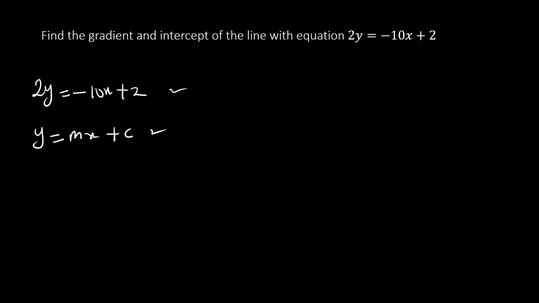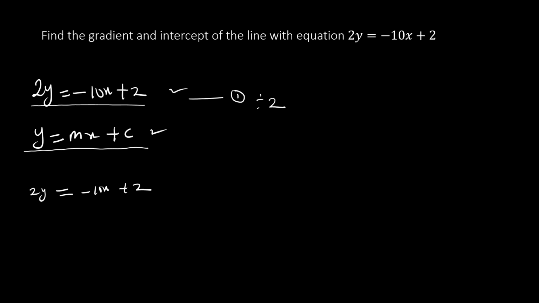But what we can do to the first equation is to make it in the form of the general equation of a straight line. What we can do to equation 1, I'm taking this as equation 1, is to divide through by 2. If you divide equation 1 by 2, we have 2y equals negative 10x plus 2. Dividing everything by 2, we now have y equals negative 5x plus 1.